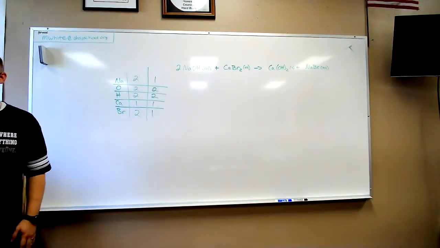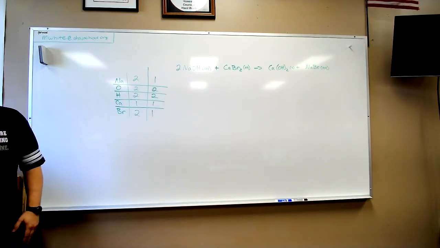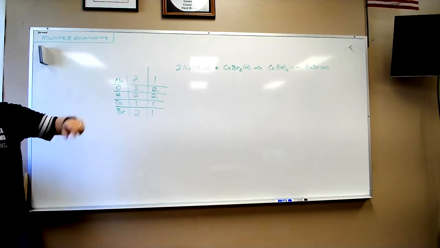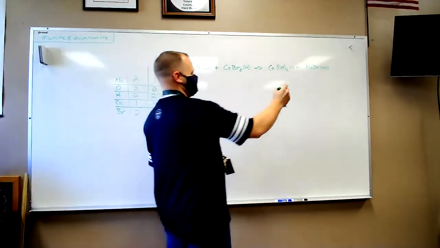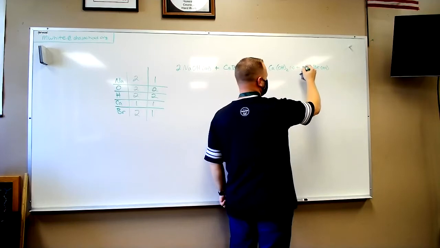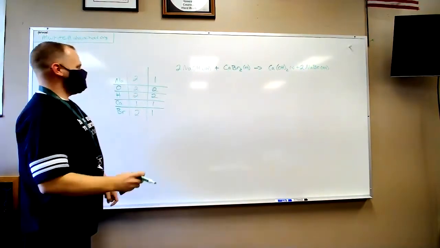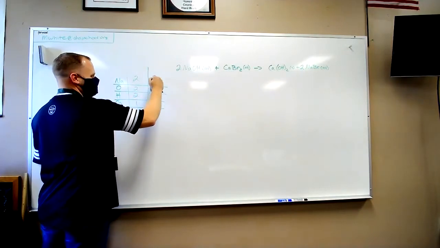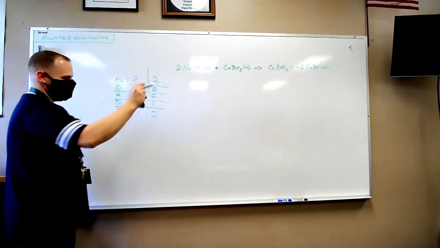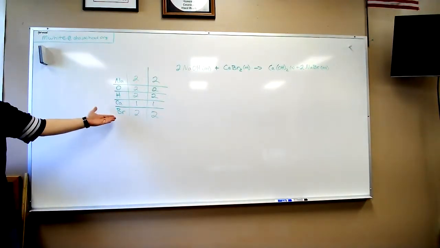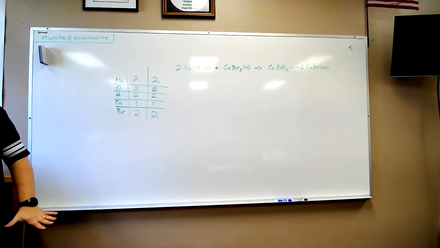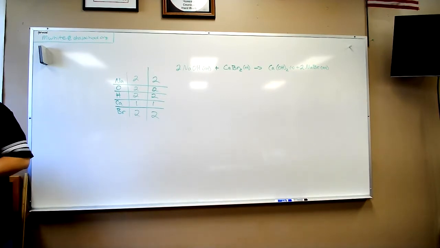What do you want to do next? Add the sodium back. So we're unbalanced on sodium. You want to tackle that next? Yeah. So you want to put a 2 right here? Okay. So that does change our sodium to 2. What else does it change? Our bromine. Look at that. Changes it to 2. We are balanced.